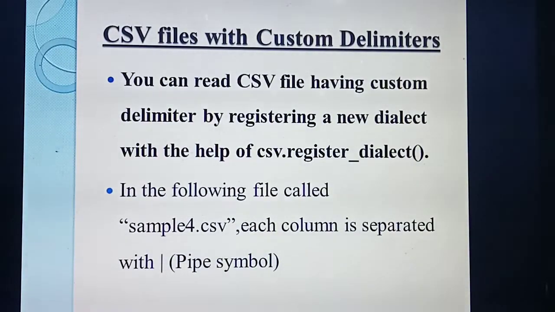Next one is CSV files with custom delimiters. What are custom delimiters? The pipe symbol, for example. Some symbols come under custom delimiters. Here also, if you need to remove this kind of symbol, you should register under the same one, register_dialect. Understood? For that, you are going to study an example program. The file name is sample4.csv. Here each column is separated with a pipe symbol.